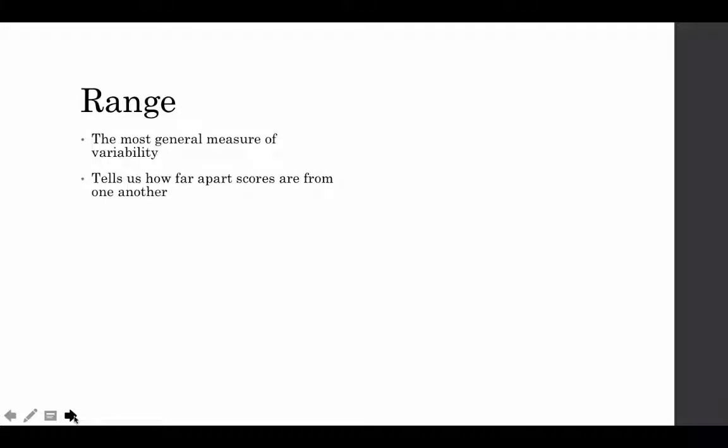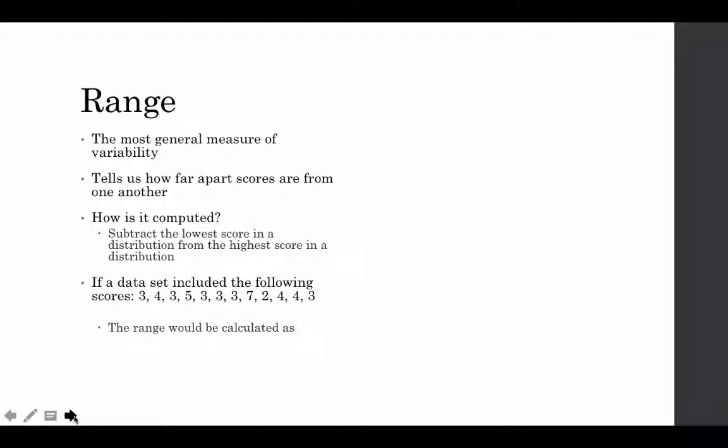Now the range, and again, you've probably heard this before, but it's the most general term, and it basically tells us how far apart the highest and the lowest scores are within a group. So we basically take the highest number found in a data set and subtract the lowest number in the data set, and that gives us an answer. So if we have a data set that includes the following series of numbers, the range is going to be calculated as 7, because that's our highest number. 2 is our lowest number, so our range here is 5.